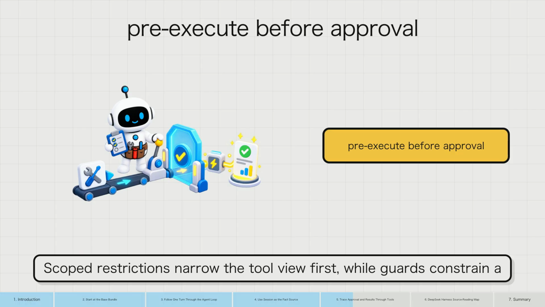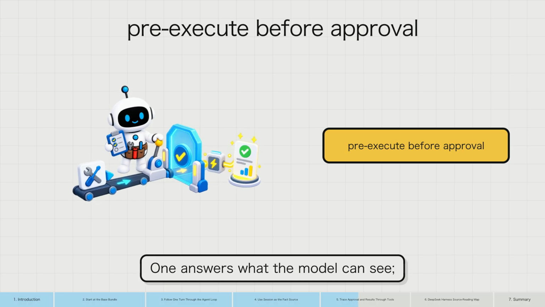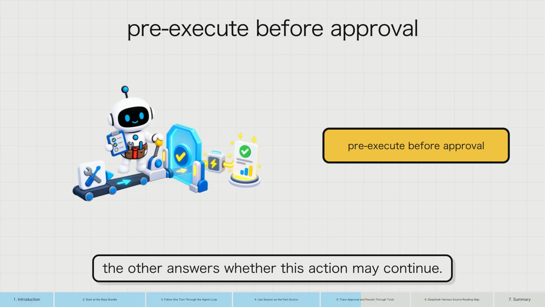Scoped restrictions narrow the tool view first, while guards constrain a call that has already been selected. One answers what the model can see. The other answers whether this action may continue.